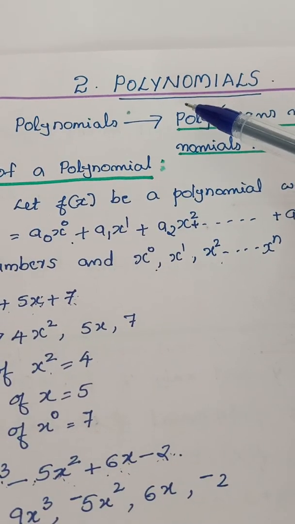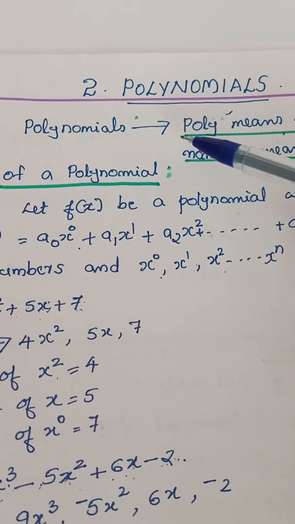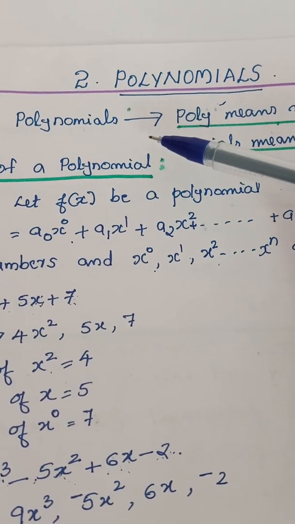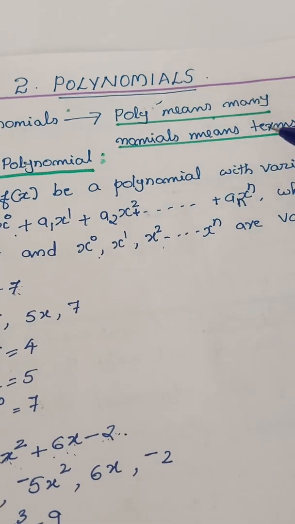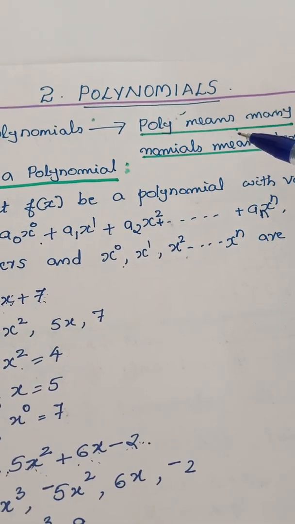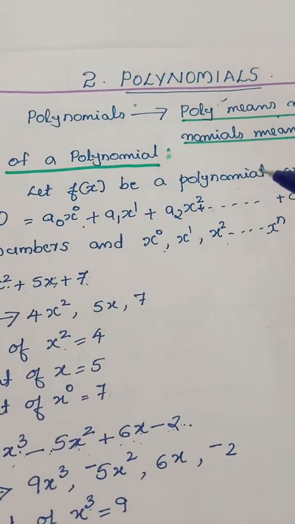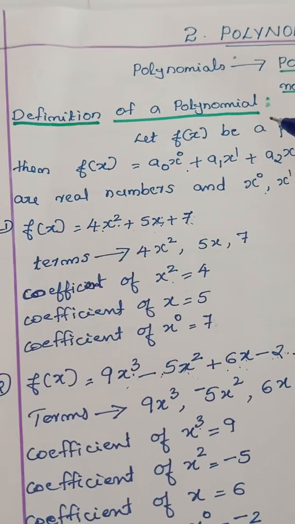Chapter 2 Polynomials. We already learned in Standard 9 what the meaning of polynomials is. Poly means many, nomials means terms. An expression which contains many terms is called a polynomial.